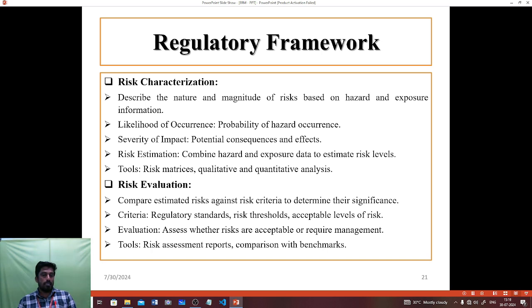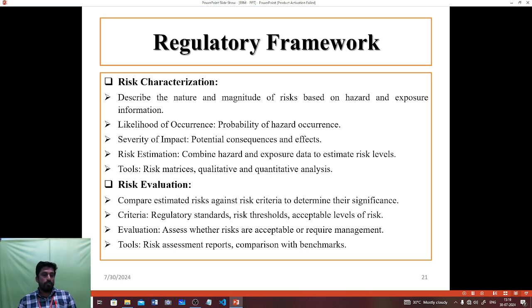We combine hazard and exposure data to estimate the risk level. The main tool used for the risk level is the risk matrix, which is based on qualitative and quantitative analysis. So it is one of the best examples of risk characterization using the risk matrix. So we identify the qualitative analysis and quantitative analysis for the particular risk characterization.